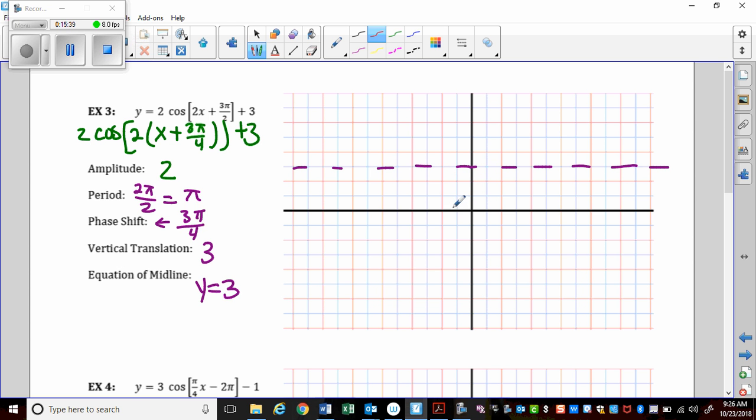So let's look at these pi over 4s. Maybe this is negative pi over 4, negative pi over 2. Let me just spread it out a little bit. Negative pi over 4, negative pi over 2, and this right here is negative 3 pi over 4. So I know that it's 1 at 3 pi over 4. So 1 from my midline, and actually the amplitude is 2. So 2 from this midline means that we're going to go up 2.